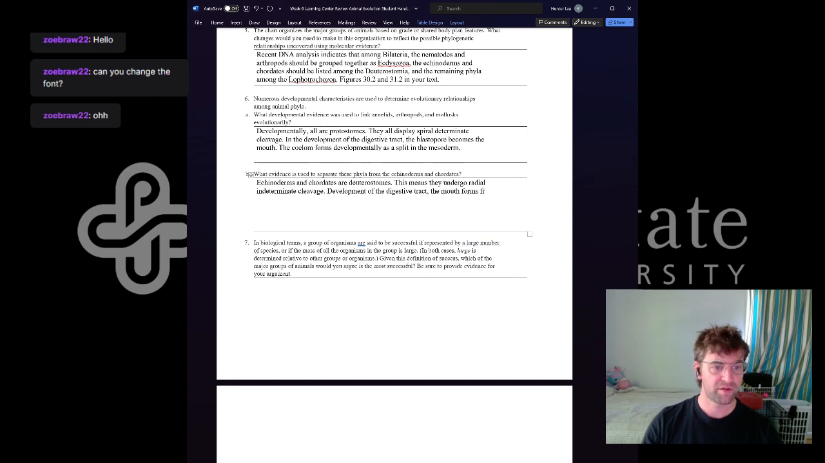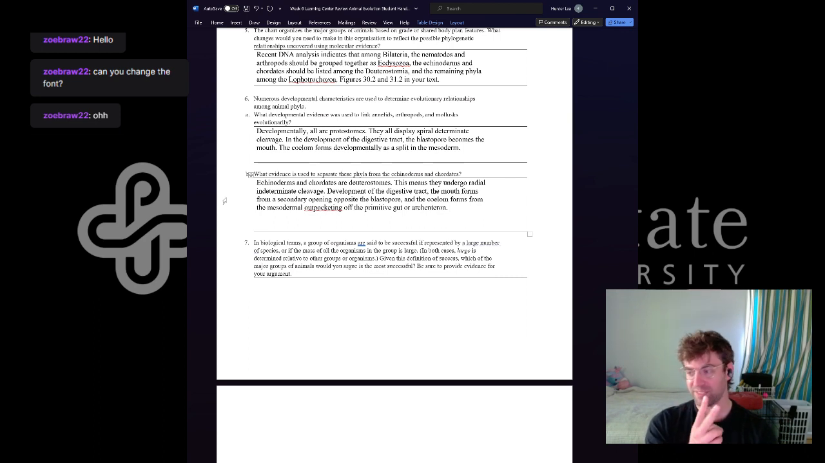Mouth forms from a secondary opening opposite the blastopore. In the development of the digestive tract, the mouth forms from a secondary opening opposite the blastopore. So, deuterostome. So this is the way I remember it. Mouth forms second. And the coelom forms from the mesodermal outpocketing off of the primitive gut or archenteron.